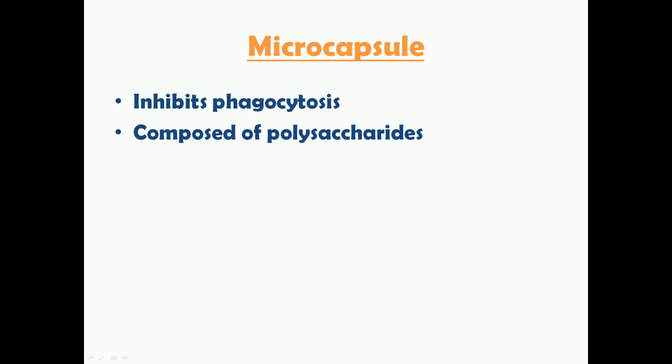As I've told you earlier, few strains of Staphylococcus aureus have a capsule surrounding them, which is known as the microcapsule. These are composed of polysaccharides, and they help in inhibiting phagocytosis. So it serves as a protective barrier for the bacteria.